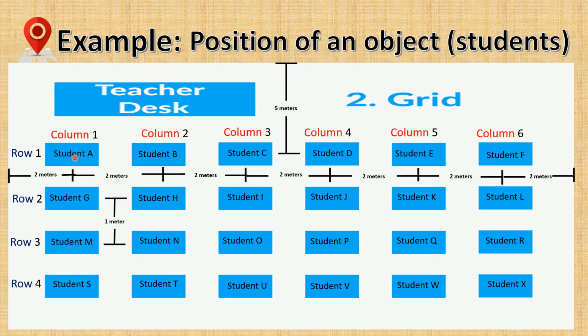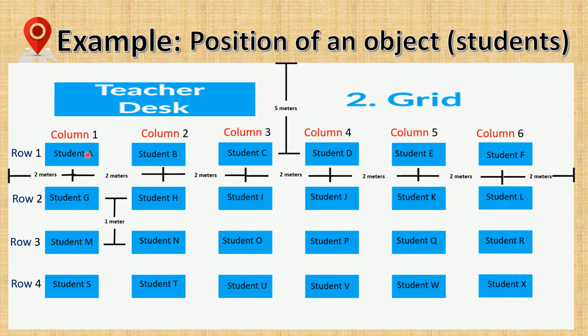Then the distance of student letter A to student letter B is also 2 meters. Student B to student C also 2 meters. Student C to student D also 2 meters. And student D to student E is also 2 meters. Same here in row 2. So the distance of student G to student H is also 2 meters. Student H to student I is also 2 meters. Okay, so each row here, the distance between the students is 2 meters.